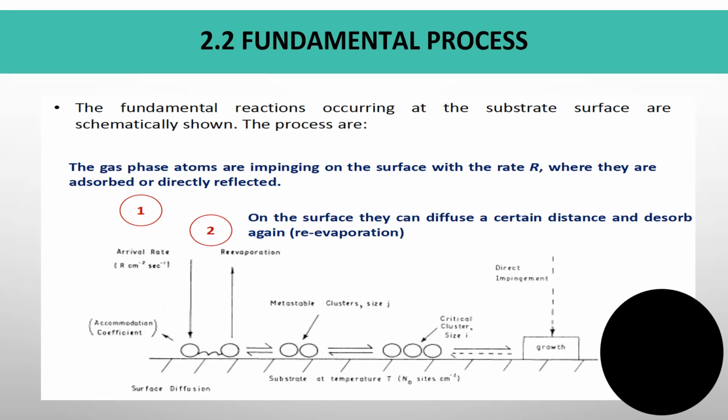Alright, so we have 5 stages of the fundamental process. How does this thin film grow? The first one is that the gas phase atoms are impinging on the surface with a rate of R, where they are absorbed or directly reflected. So this is a thin film, this is a substrate. The gas atoms will move to fill in the substrate. The second stage is that on the surface, they can diffuse a certain distance and desorb again. This is called re-evaporation.